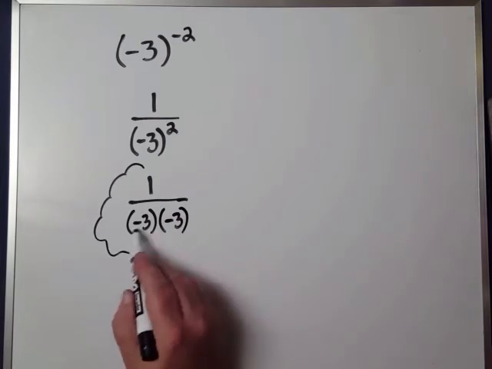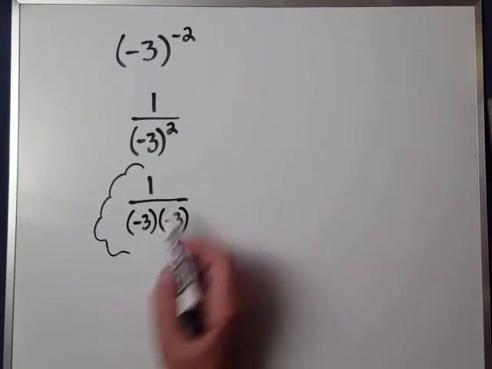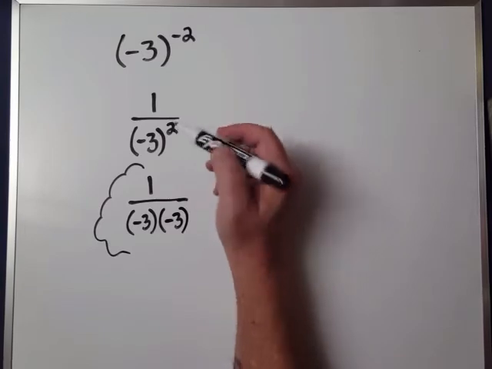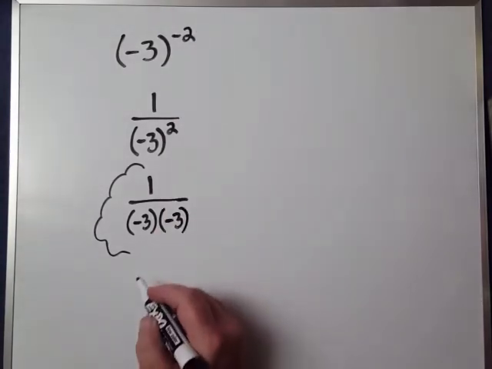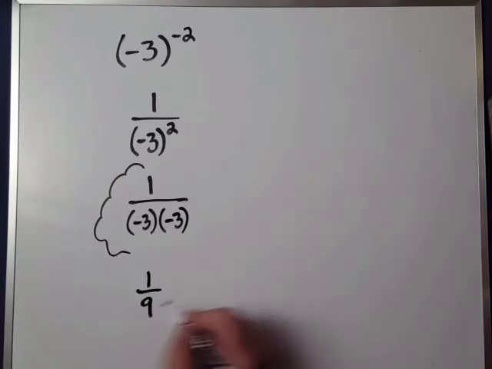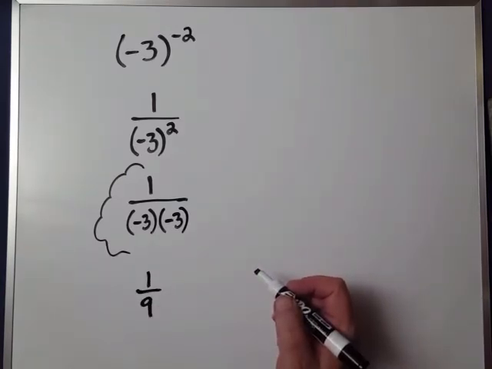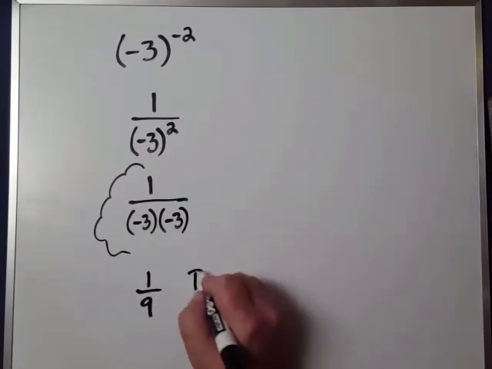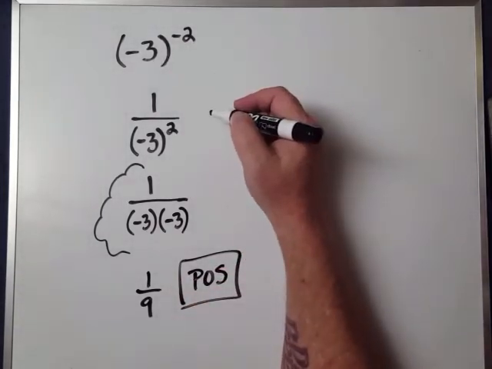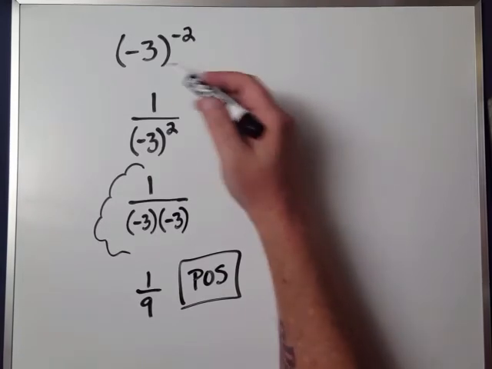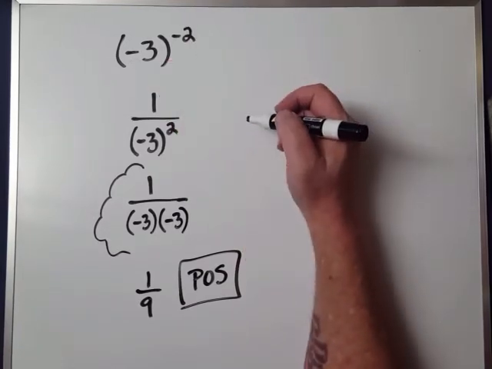There's the two negatives that get together because my power was even. It had nothing to do with the fact that it was negative. This gives me a positive 1/9 for a final answer. But she only wanted to know what the sign would be on my answer. If we think about that one, the result will be positive because it's a negative raised to an even.